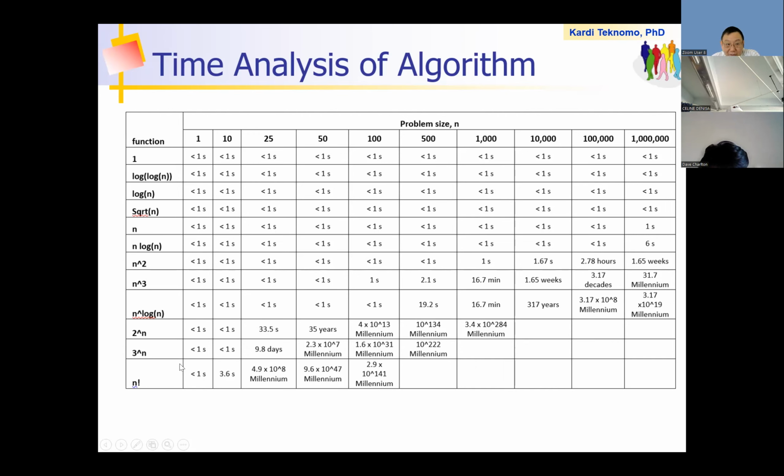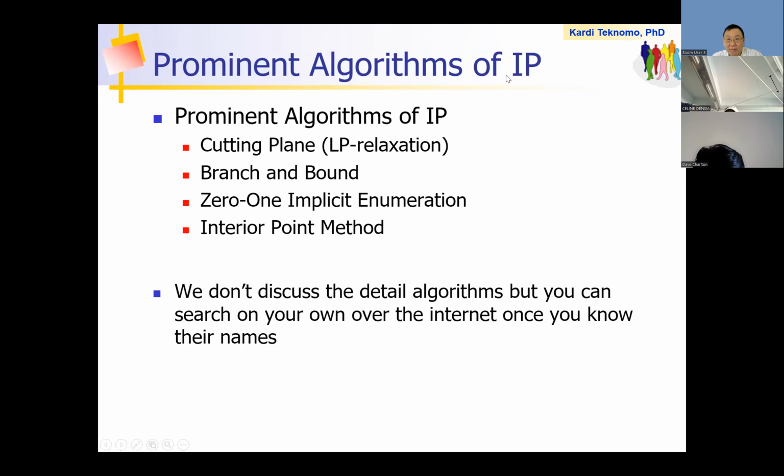Depending on the big O notation that you have, polynomial means n squared and so on. So these are polynomial. This is already exponential, and this is factorial. Even when n is only 25, it takes millennia to solve. So it cannot be solved. That's why you need a separate technique. We call it IP because it has a separate technique.